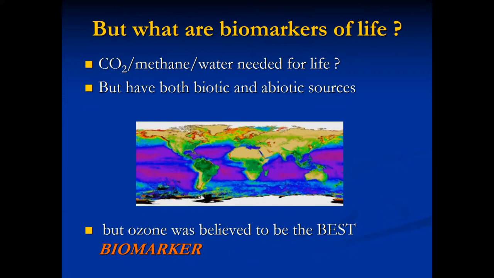So everybody believes that you need CO2, methane and water, but the problem is those molecules are made both biologically and non-biologically, abiotically. So people did believe for a long time that the best biomarker was ozone. Ozone was meant to be that if you found ozone in a planetary atmosphere, this would tell you it was an oxygen-rich atmosphere. An oxygen-rich atmosphere had to be because you had some process like photosynthesis. We know an awful lot about ozone.